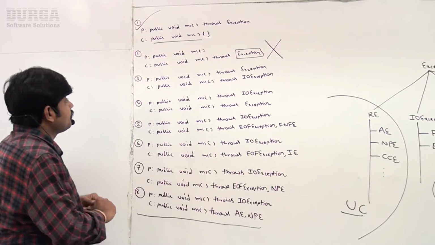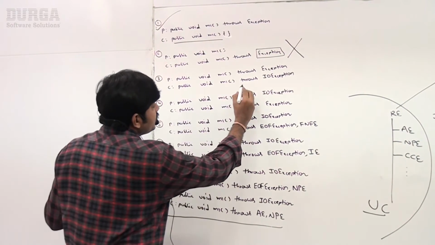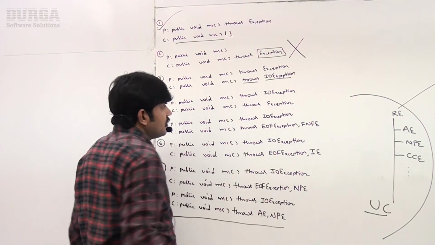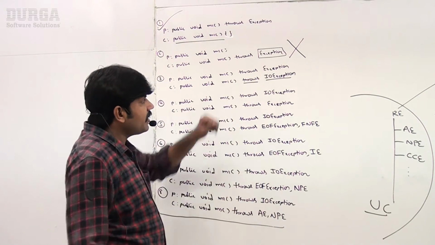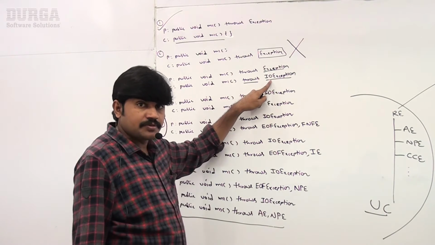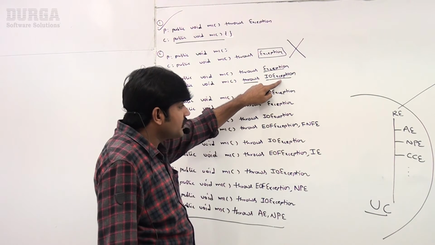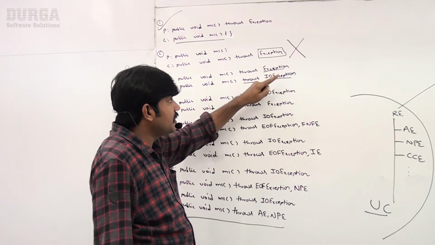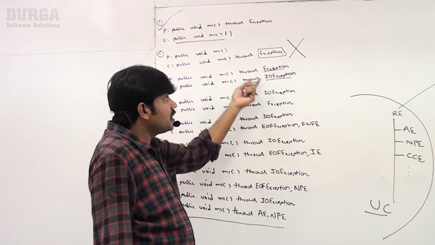Now the third one, can you please observe? The child class method throws IOException, the parent class method throws Exception. Sir, it is checked. IOException is checked. So since IOException is checked, the parent class method throws its parent only.